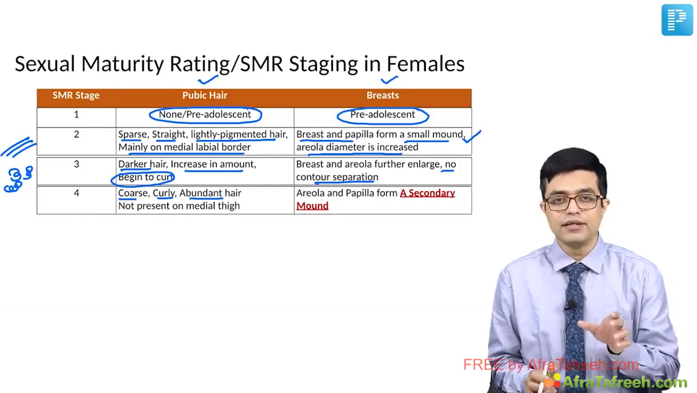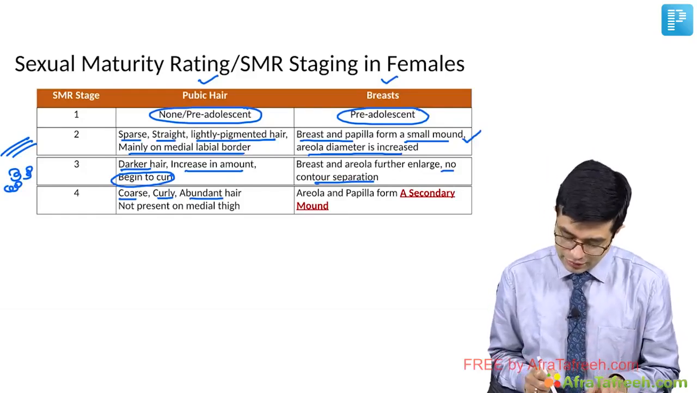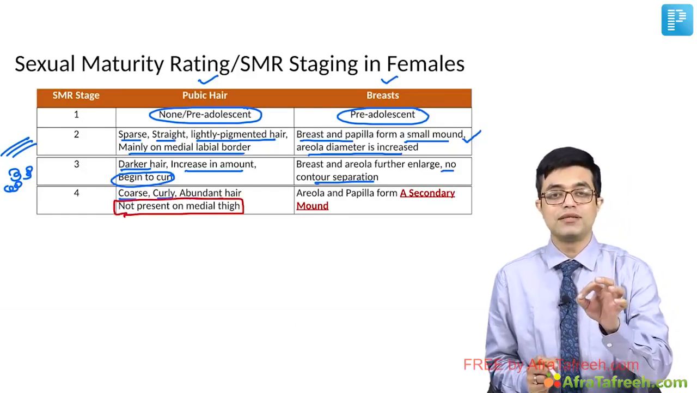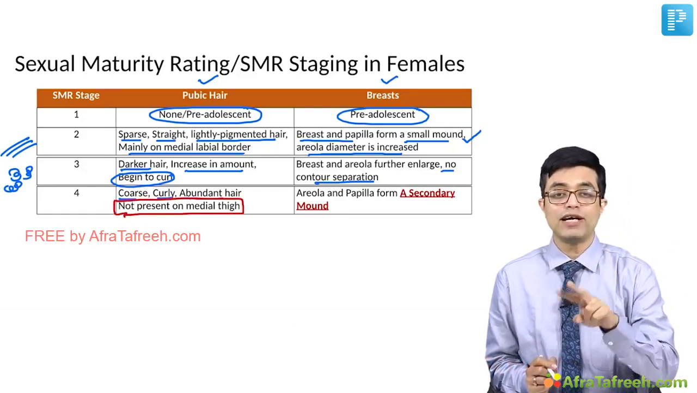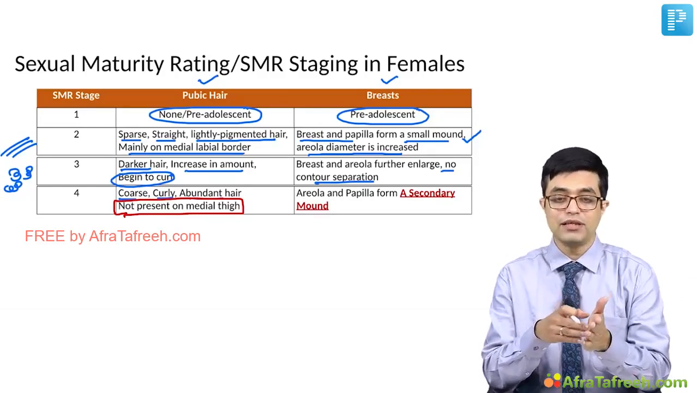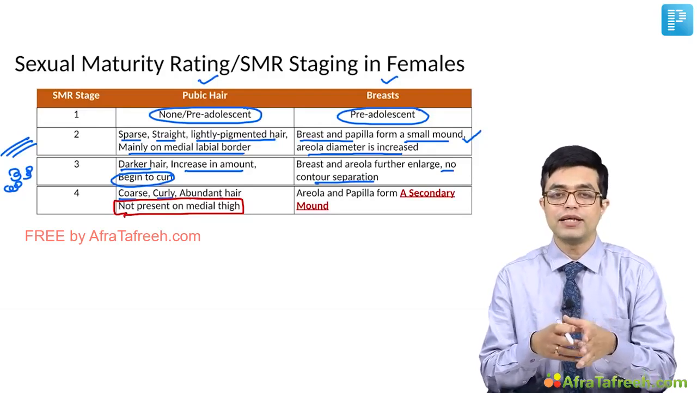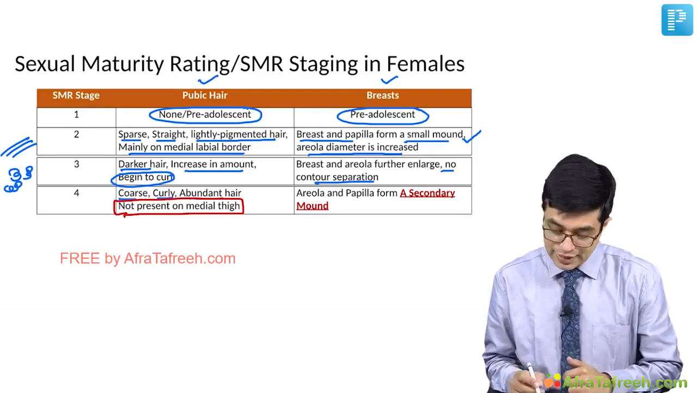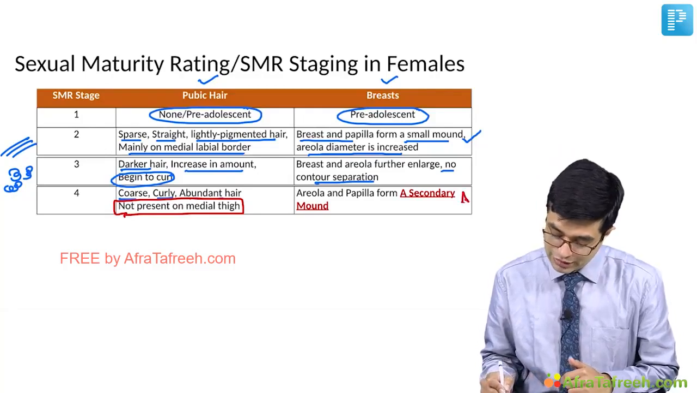In stage 4, the pubic hair becomes coarse, curly and abundant. They are just like adult, but they are not present on the medial thigh. This is important, because the only thing which distinguishes SMR 4 and 5 in pubic hair is the medial thigh, whether the medial thigh has hair or not. If the medial thigh has no hair, stage 4. If it is present, it is stage 5.